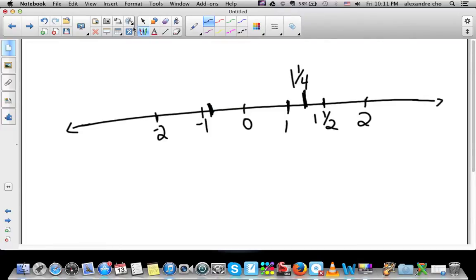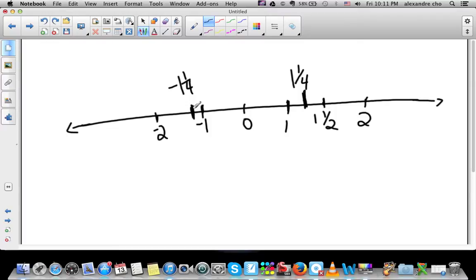Alright, so let me erase that. You want something on this side. So that would be -1, and let's make that -1 1/4 just to use our example on that side. So it's a little bit more, -1 1/4, and that is less than -1. If you compare this spot with this spot, who's on the right side? -1 is. So -1 is greater than the other number.